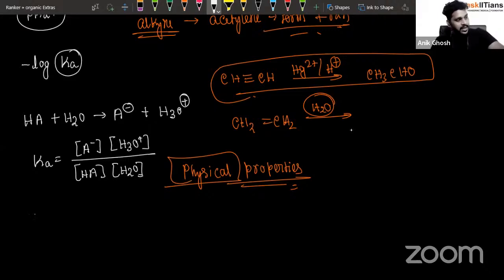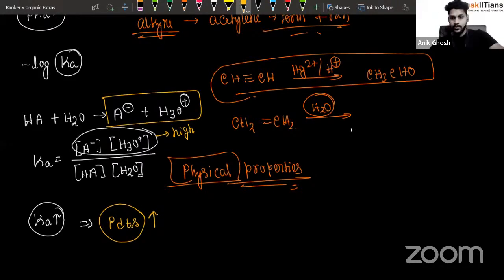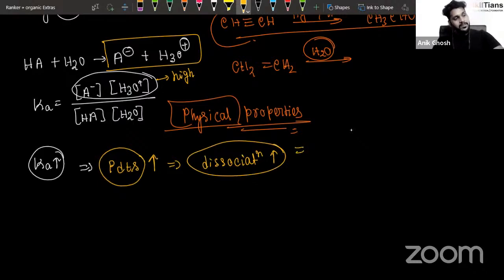Now see, if they say Ka is high, can I say the concentration of the products is high? Definitely. So the products are high. If the products are high, that means the acid is dissociating more. Common sense, right? As the products are high, the dissociation is more. So if the dissociation is more, then the acid is a strong acid.